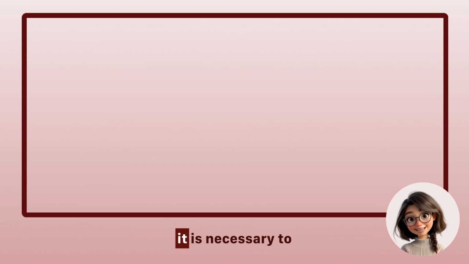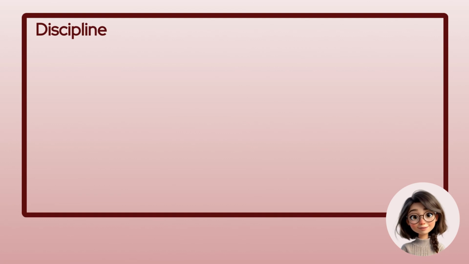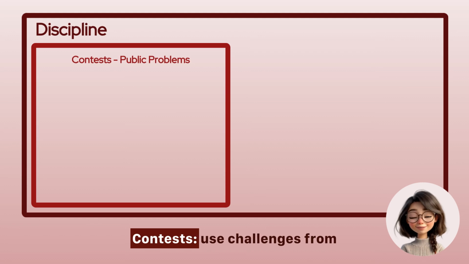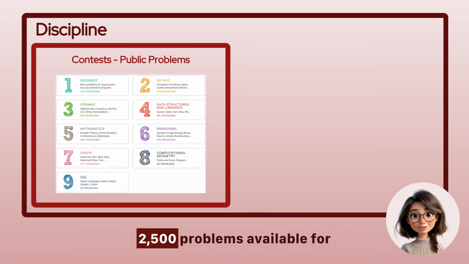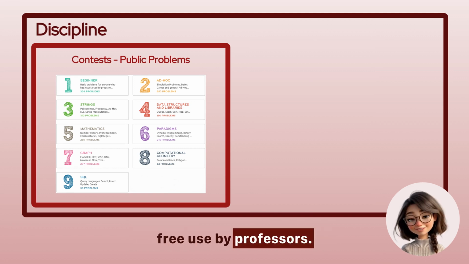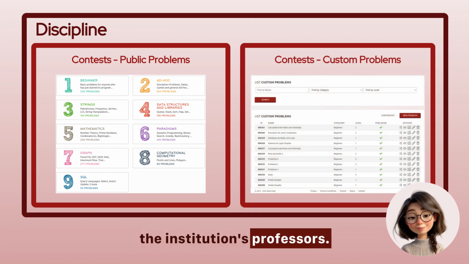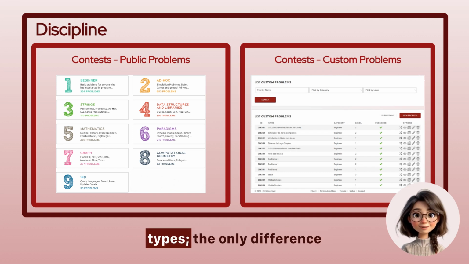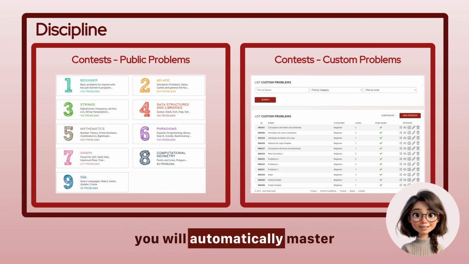To create a contest, it is necessary to already have a registered discipline, as shown in previous videos. beecrowd Academic offers two types of contests. Common contests use challenges from the public beecrowd repository, which has more than 2,500 problems available for free use by professors. Custom contests use only original problems created by the institution's professors. The process of creation and management is almost the same for both types. The only difference is in the types of problems used. In other words, by mastering the creation of one type of contest, you will automatically master the other.